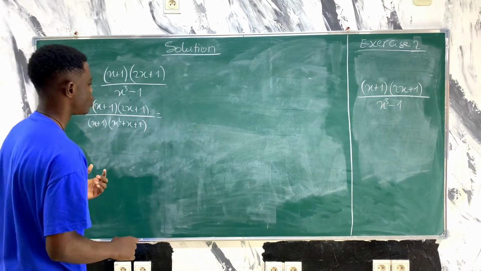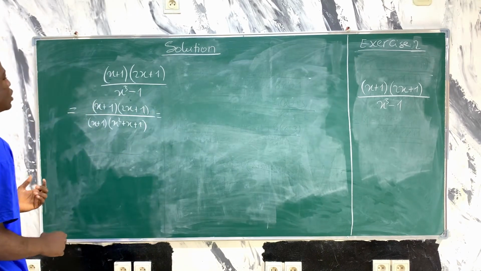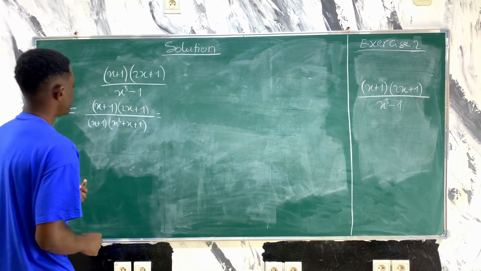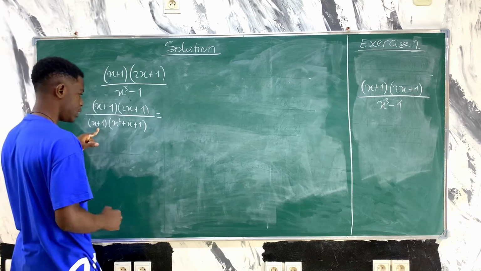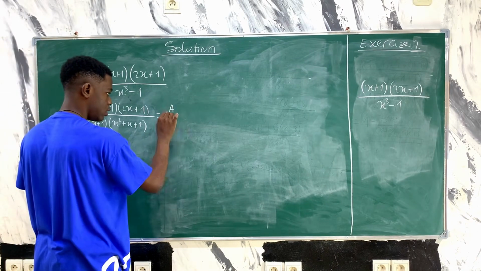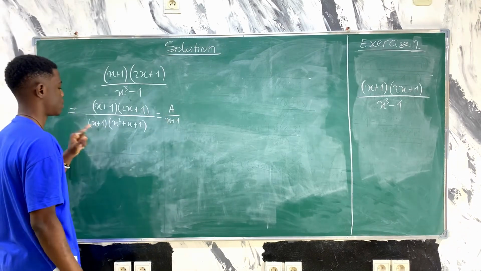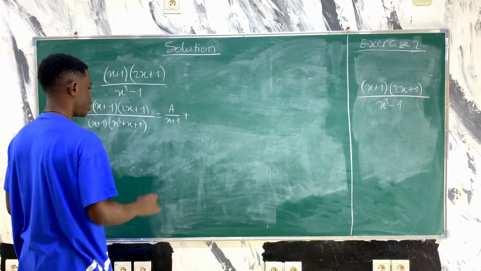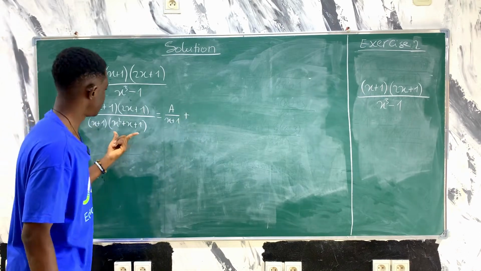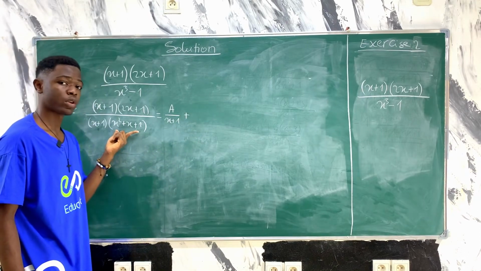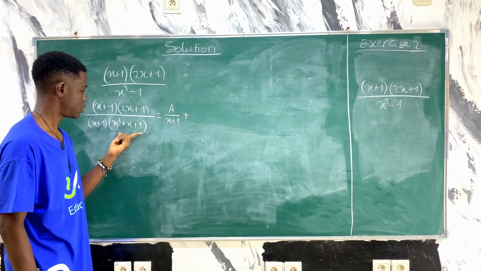This will be equal to what? In partial fraction, this will be equal to, for this, I have A on x plus 1, plus, what is this? This is a non-factorable quadratic equation.